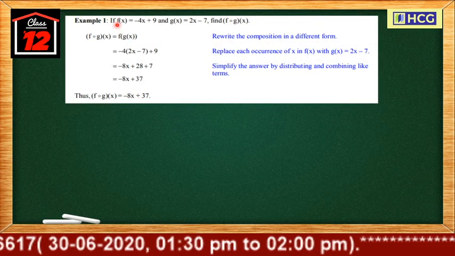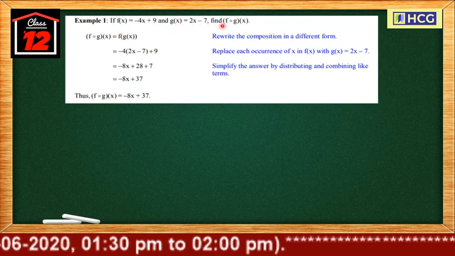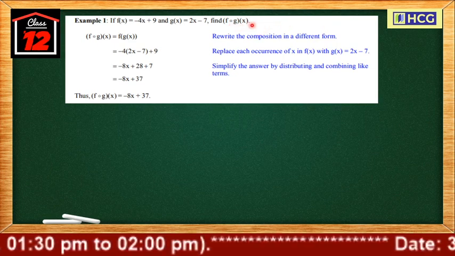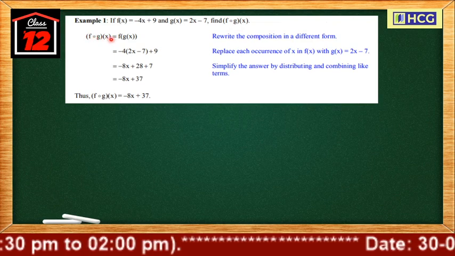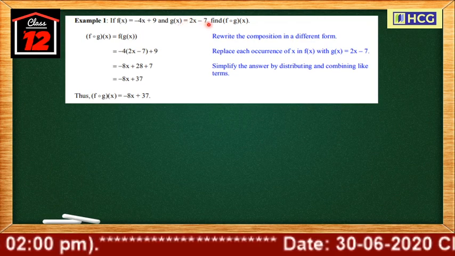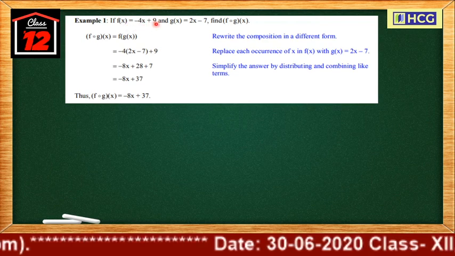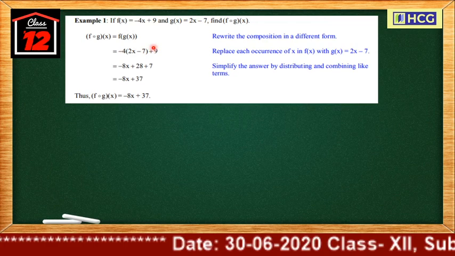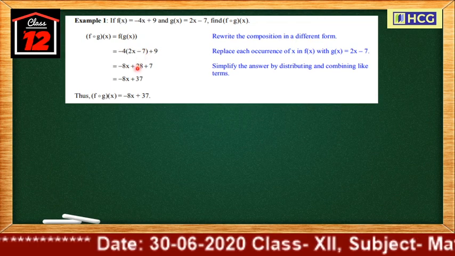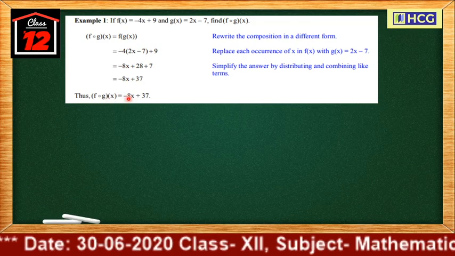Now an example: if f(x) is equal to 4x plus 9 and g(x) is equal to 2x minus 7, both functions from R to R, find (f compose g)(x). Now (f compose g)(x) equals f(g(x)) according to the definition. Now g(x) is equal to 2x minus 7, and f(x) is equal to 4x plus 9, so 4 into (2x minus 7) plus 9, which is 8x minus 28 plus 9, so 8x minus 19. So (f compose g)(x) is equal to 8x minus 19.